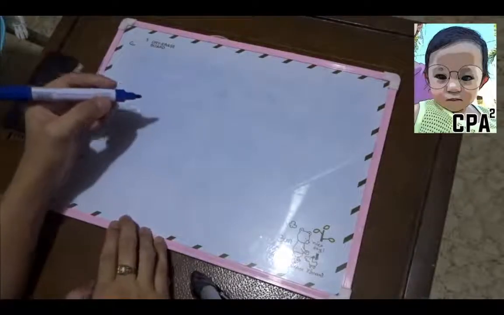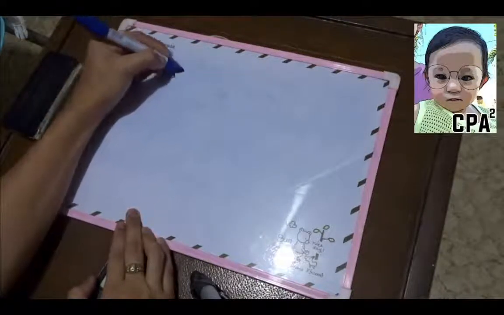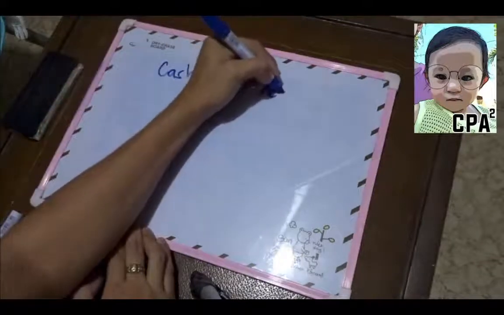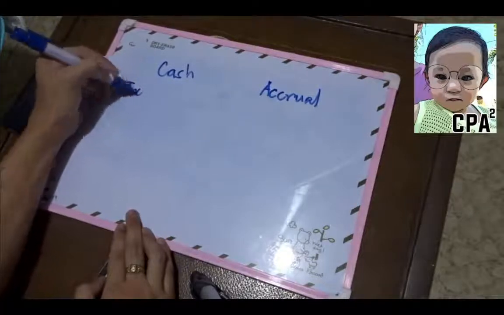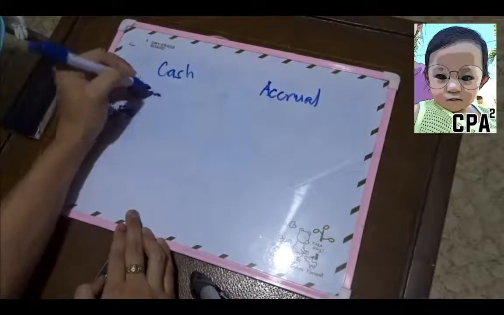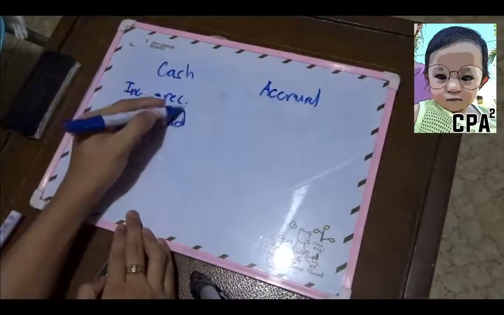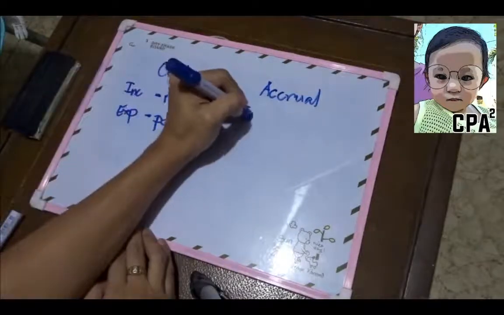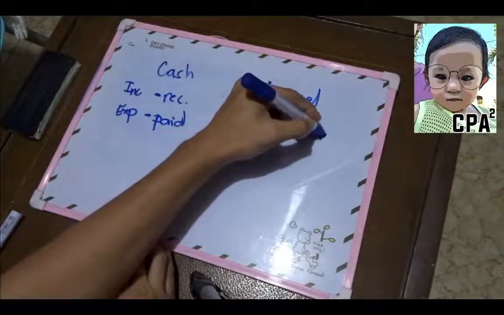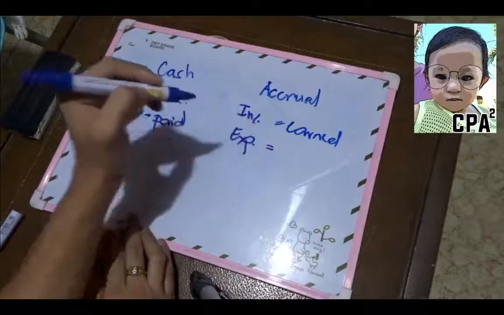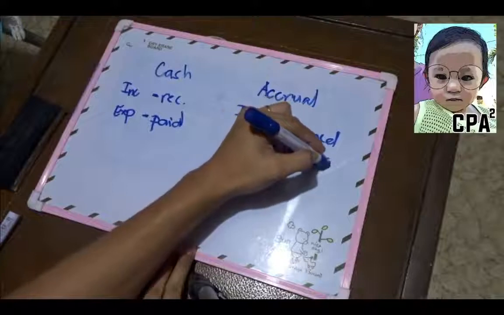So we will be talking about cash basis and accrual basis of accounting. First we should differentiate. You have cash basis and accrual basis. Under cash basis, income and expenses are recognized when cash is received and when cash is paid. On the other hand, for accrual basis, income and expense are recognized every time income is earned, regardless of when cash is received, and when expense is incurred, regardless of when paid.